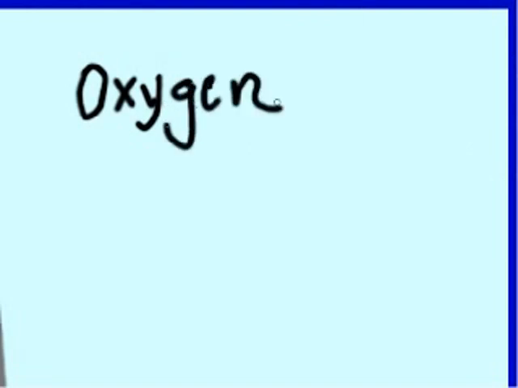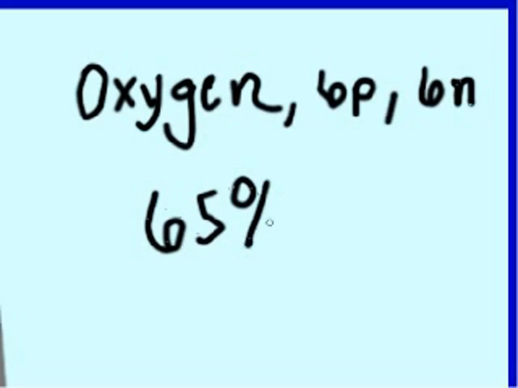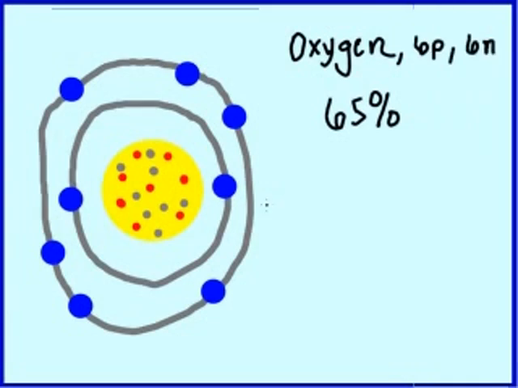The most abundant element in the human body. So oxygen has 8 protons, and here we're showing 8 neutrons. Its percentage by weight is 65%. So oxygen makes up 65% of the human body. And this is oxygen.